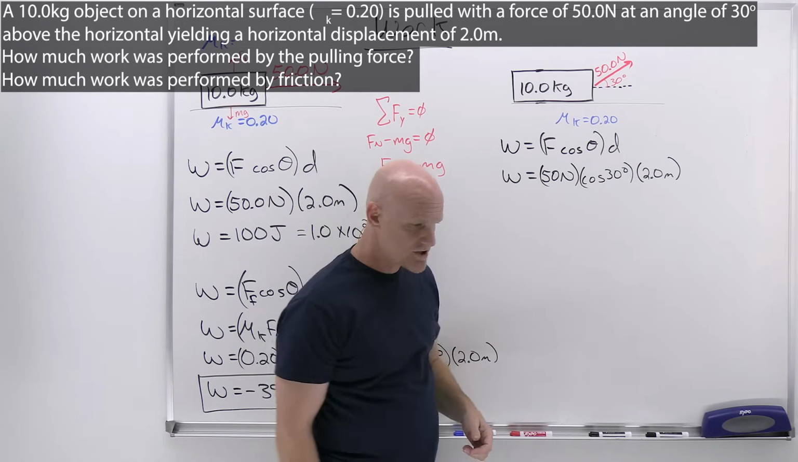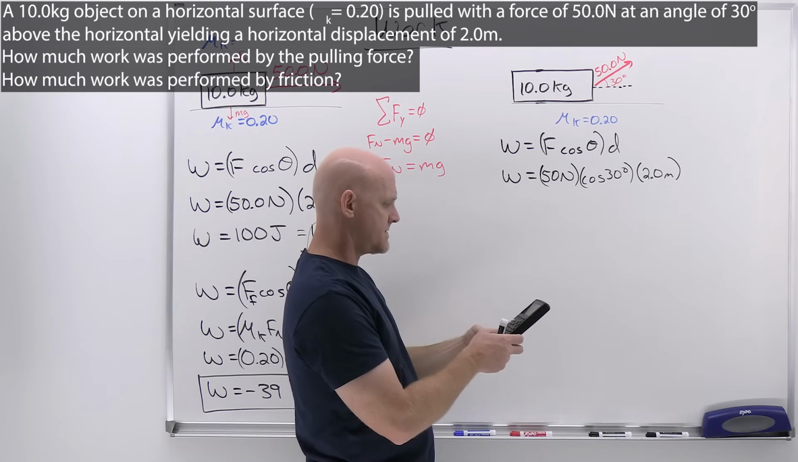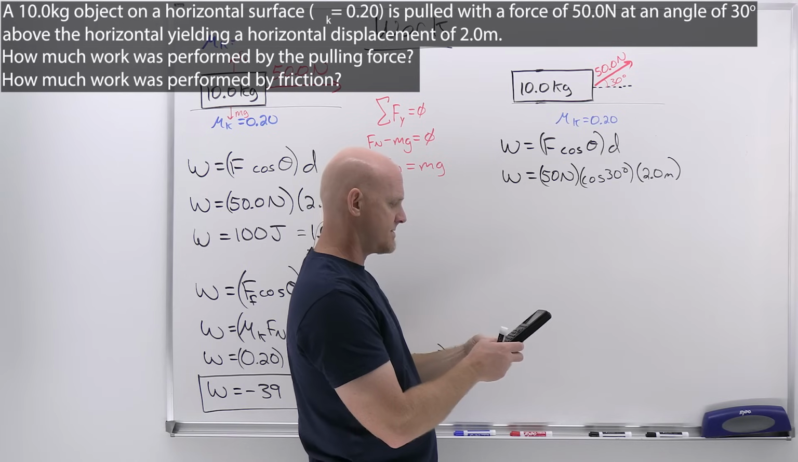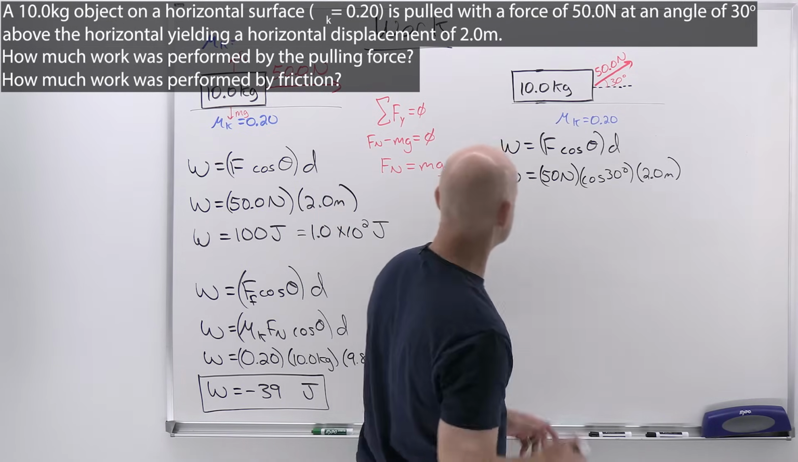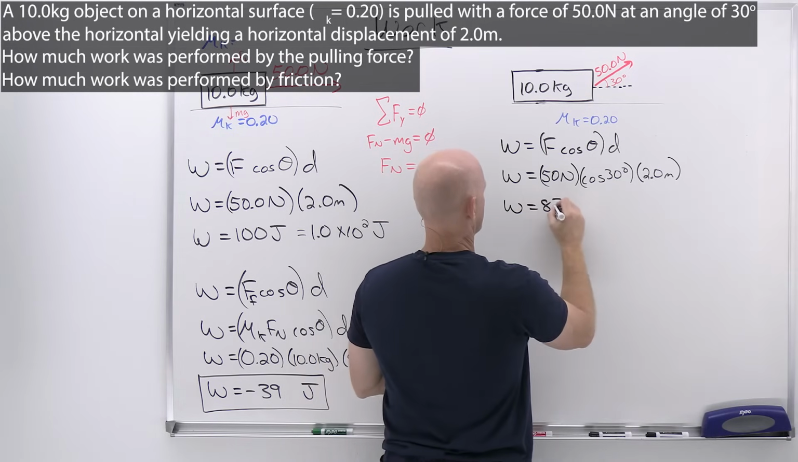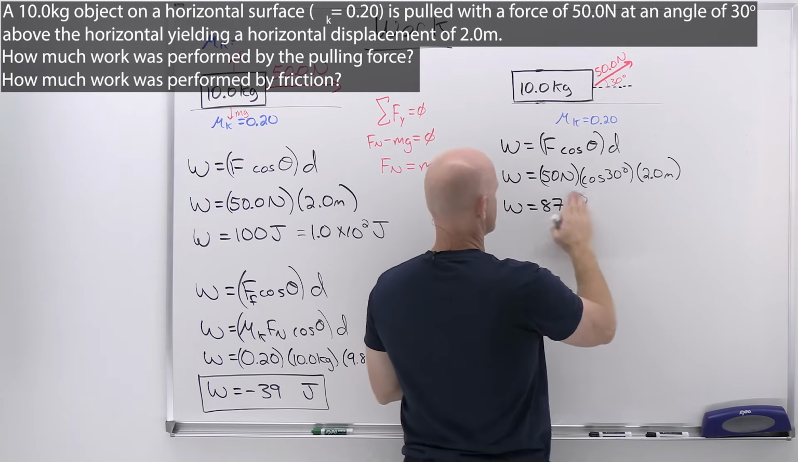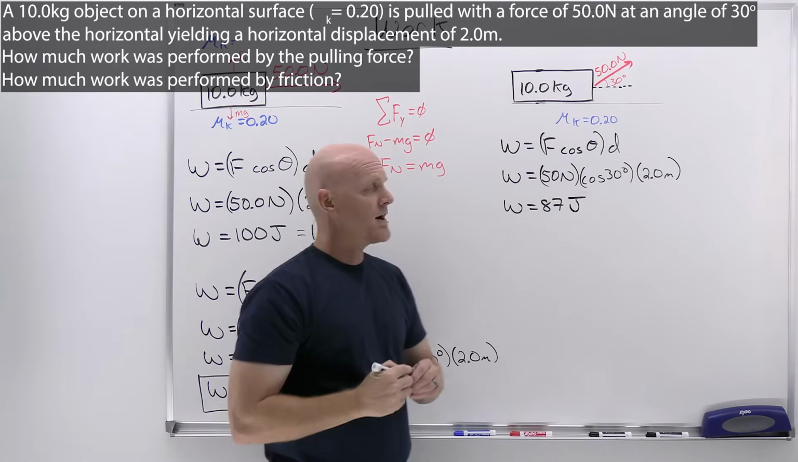But from here, it's plug and chug. We'll let our calculator do the work for us. So 50 times the cosine of 30 times 2. It's going to get us 86.6 newtons, which rounding to 2 sig figs. Newtons. Joules, we're doing energy here. So 87 joules, rounded to 2 sig figs.